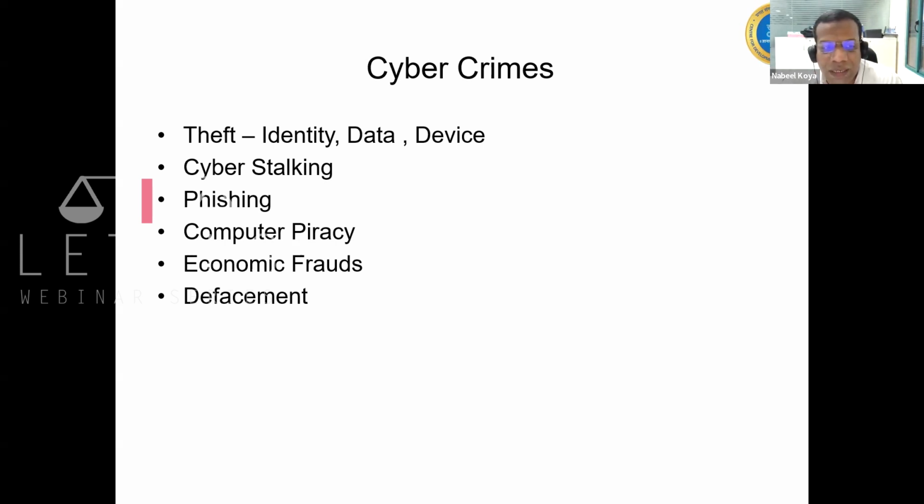Cyber stalking is there, phishing is there, computer piracy, because now lots of startups are coming into the country. What happens is, all of a sudden, a few of the members leave the company and start a new company with all the source codes and all the intellectual property rights which the company had initially generated. So it causes a big loss to the company.